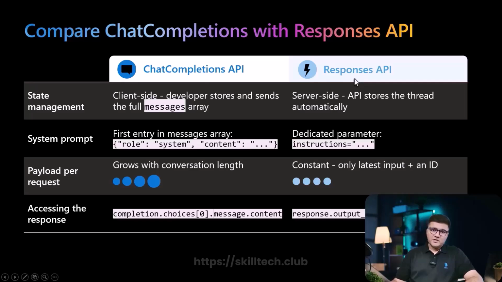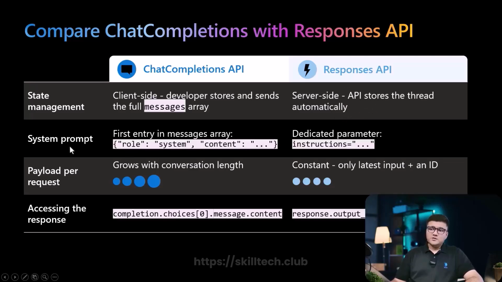The biggest thing I want you to observe here is that, syntax wise, more or less both are similar, with some syntax differences. But a few things I want you to remember. First, state management. In the ChatCompletions API, state management happens at the client side, not the server side. That's why the developer stores and sends the full messages array every single time. While in the responses API, server-side state management happens. The API is going to store the thread automatically. It's not going to be dependent on the developer.